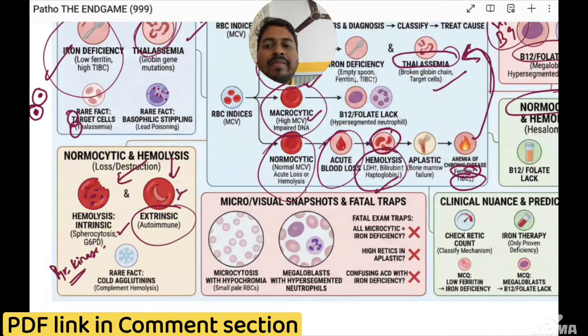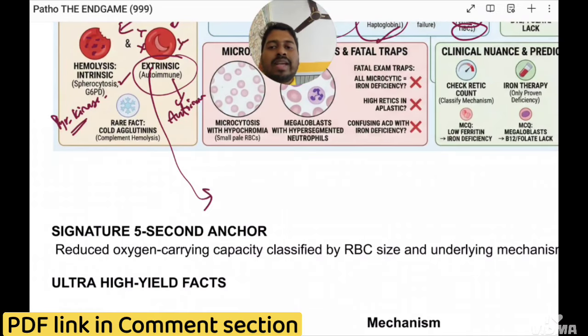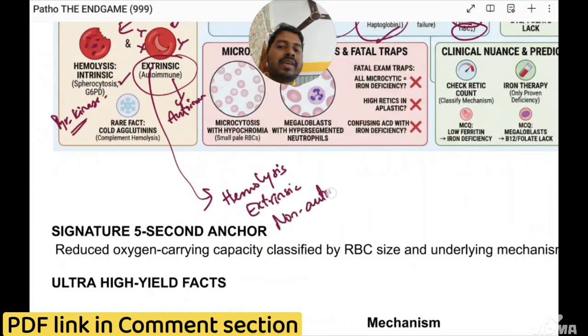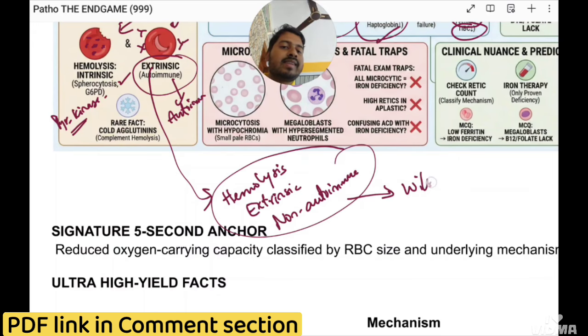Extrinsic means something like an antibody from outside is causing hemolysis. This is extrinsic hemolysis, and this is seen in autoimmune hemolysis. There is one more cause of hemolysis which is extrinsic but non-autoimmune. You have to remember one thing, it is not related to autoimmune disease, but still extrinsic hemolysis occurs. This is Wilson's disease.